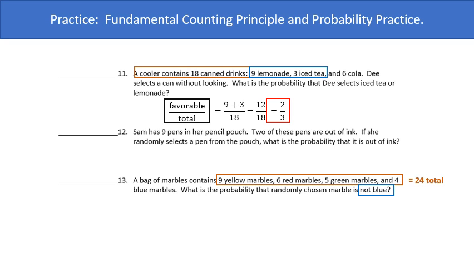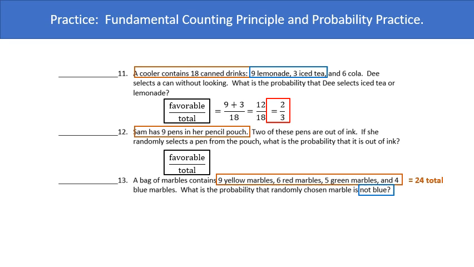Okay, number 12. Sam has 9 pens in her pencil pouch. 2 are out of ink. If she randomly selects a pen from the pouch, what is the probability that it is out of ink? Okay, so remember, probability is the number of favorable outcomes over the total outcomes. All right, so how many total pens are in her pouch?